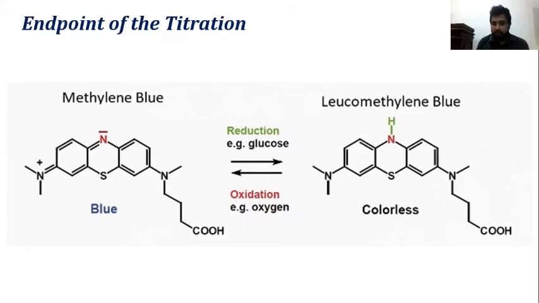In the first titration, we add the indicator at the very initial stage, because we don't know what amount of sugar will be consumed, or what the burette reading will be. So we add the methylene blue at the very first stage, so we can have an endpoint.